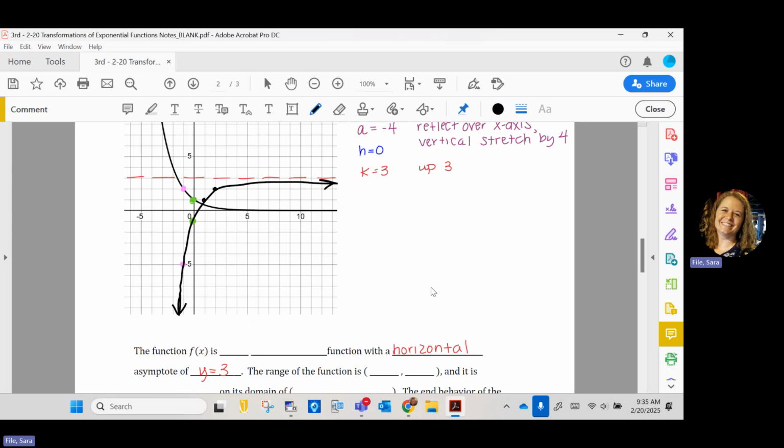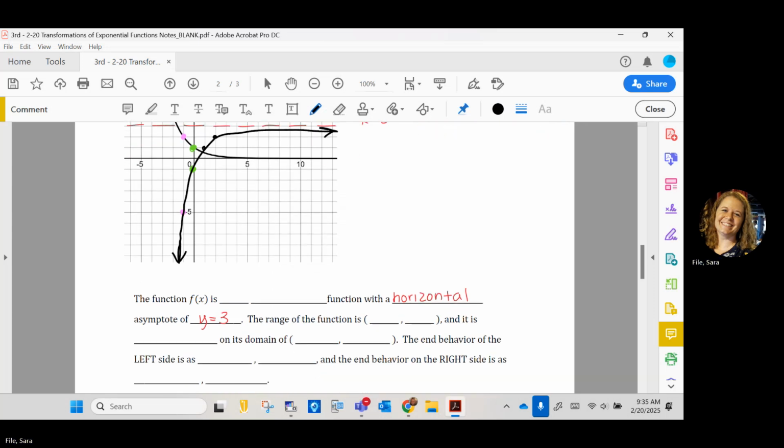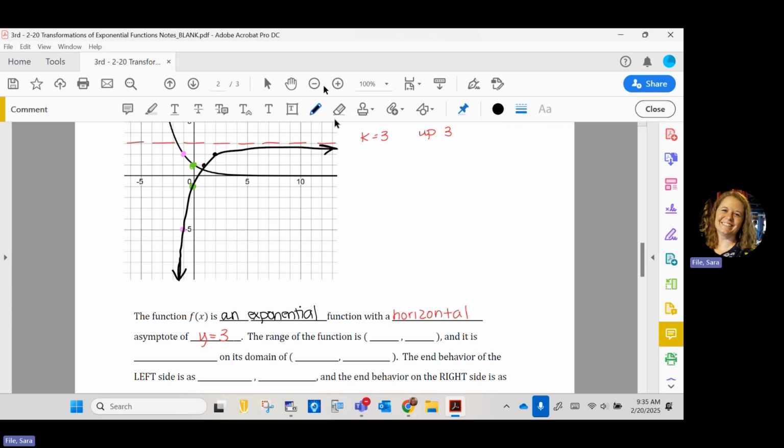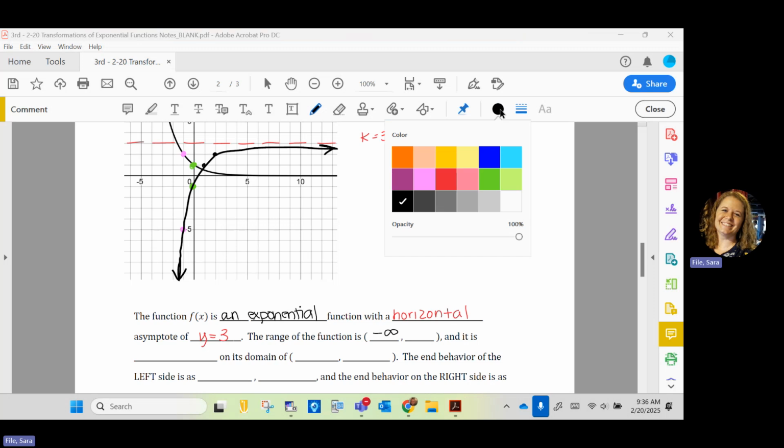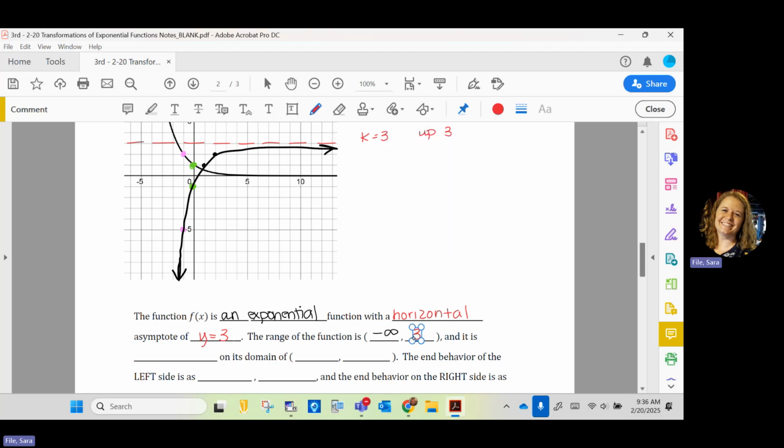So what type of function is this? These are all exponential. Okay, so this is an exponential function. We said it's a horizontal asymptote at y equals 3, which now I can give my range. On the last one, my range was k to infinity. This one, because it's reflected under the asymptote, it's not from k to infinity, it's from negative infinity up to k, which is 3. So it's negative infinity to 3.